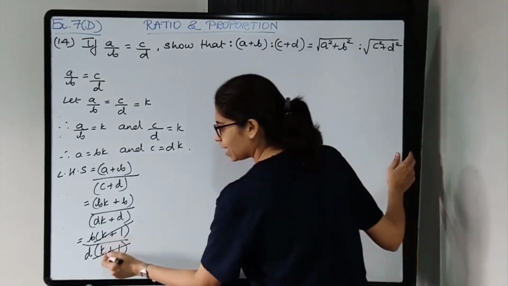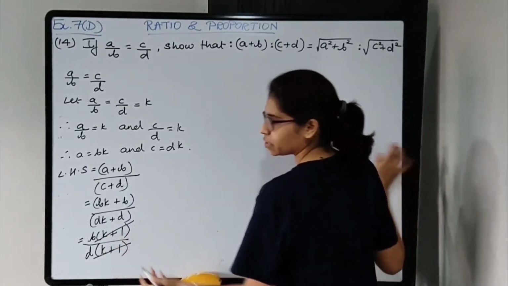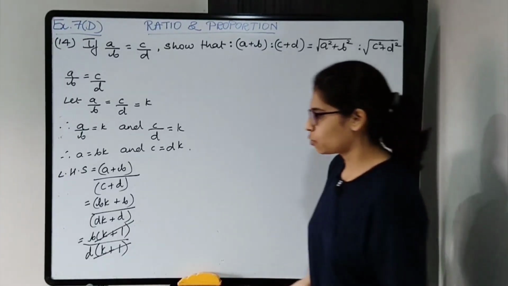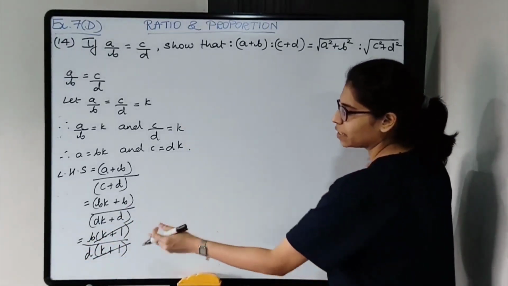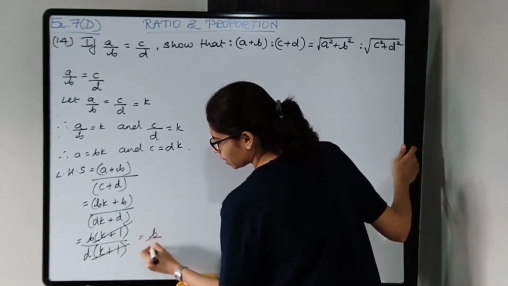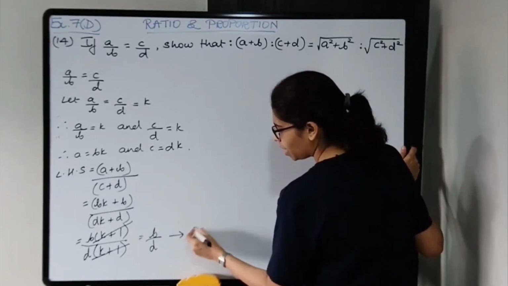You cannot cancel out K and 1. That is not allowed. There is a plus sign in between. Whenever there is a plus or minus sign in between, you cannot cancel out the terms. This you can cancel out because there is a multiplication sign in between. B into K plus 1, D into K plus 1. You are left with B upon D. Write this down and on the next line, solve vertically. Mark this as 1.